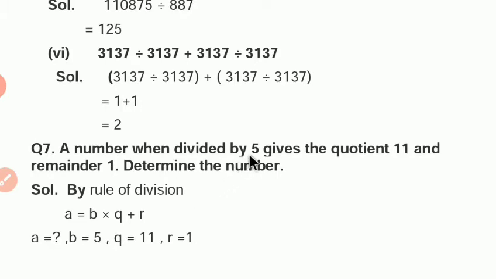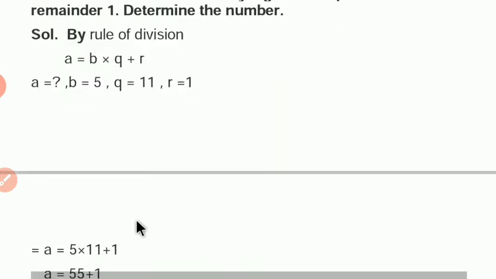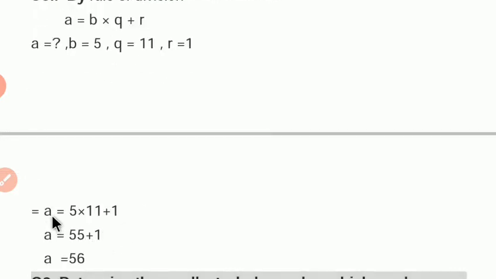divided by the second whole number b, which is equal to 5, gives a quotient q which is 11 and remainder 1. Now we have to find the value of a. So using the rule of division, we'll find the value of a. Now we have to put the b, q and r values in this rule of division. So b is 5 into q is 11 and remainder is 1.